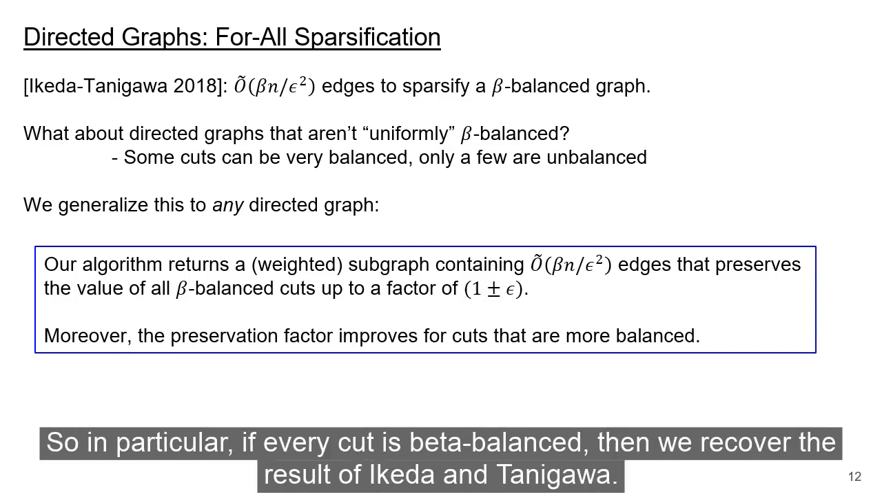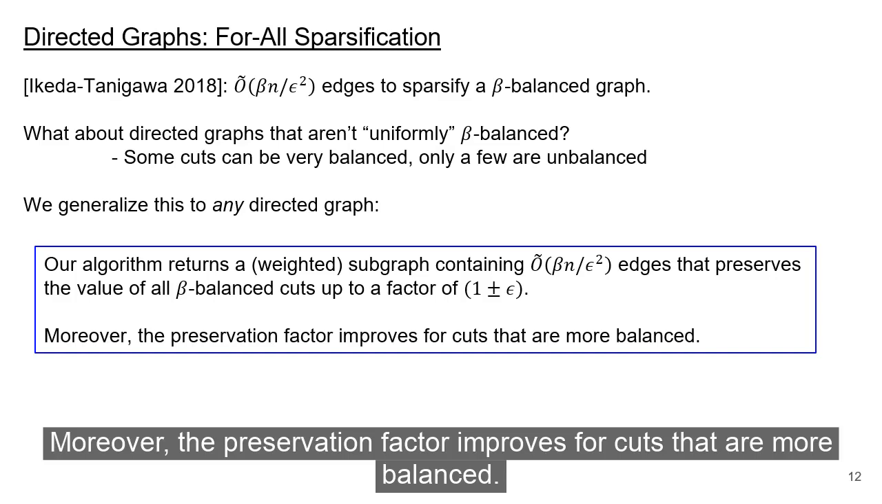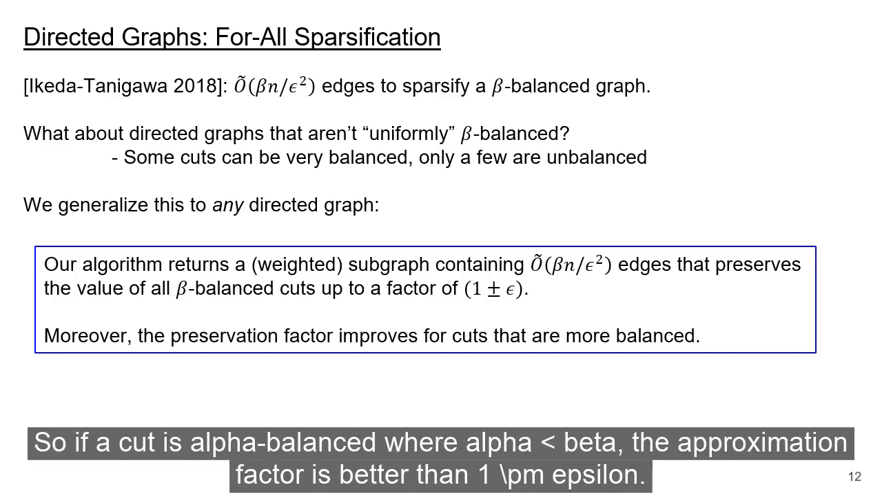In particular, if every cut is beta balanced, then we recover the result of Ikeda and Tanigawa. Moreover, the preservation factor improves for cuts that are more balanced. So if a cut is alpha balanced, where alpha is less than beta, the approximation factor is better than 1 plus or minus epsilon.